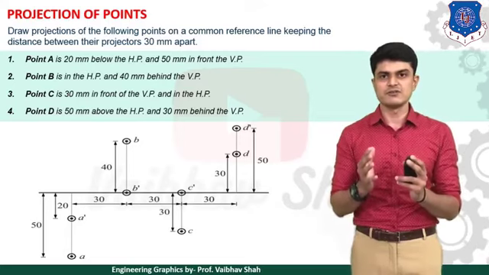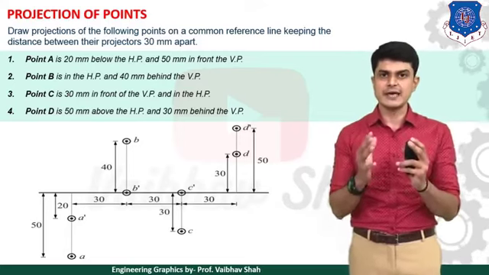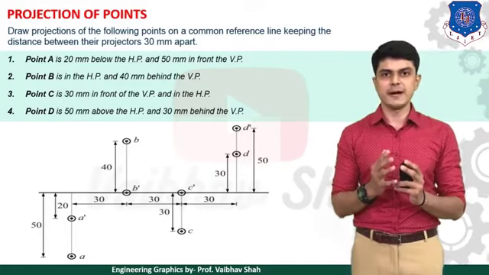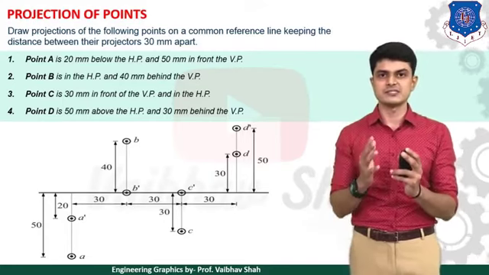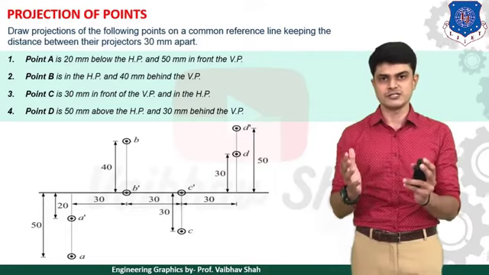And we need to keep the distance between these two projectors of A and projectors of B 30 mm apart, because it is said that you need to keep the distance of 30 mm apart between these two projectors.